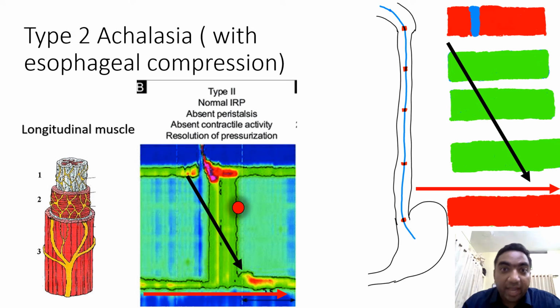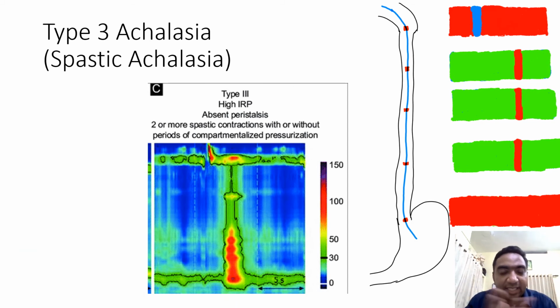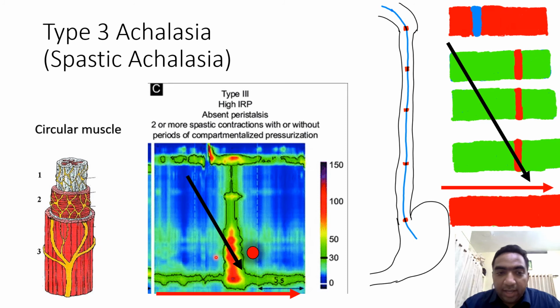Now let us see type 3 achalasia, which is also called spastic achalasia. Here again we can see the lower esophageal sphincter is not relaxing, and there is no normal-appearing peristalsis. Then what is abnormal? We can see everything is blue here. Not too much pan-esophageal pressurization, but there is a pressure zone at a point in the esophagus. Why is it happening? Because here the problem maker is the circular muscle. A segment of the esophagus gets contracted. A non-peristaltic contraction happens in some segments of the esophagus. So that is what happens in spastic achalasia or type 3 achalasia.